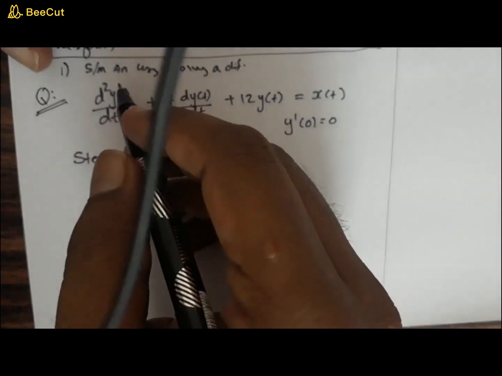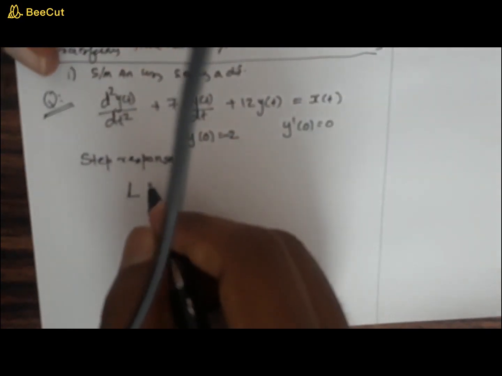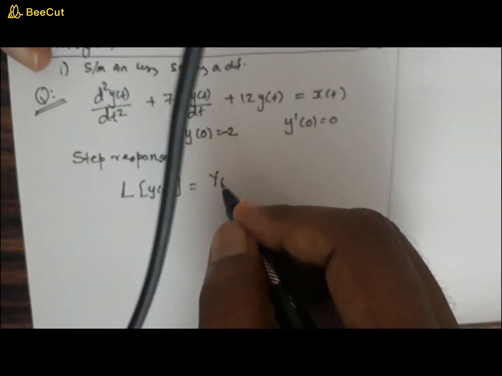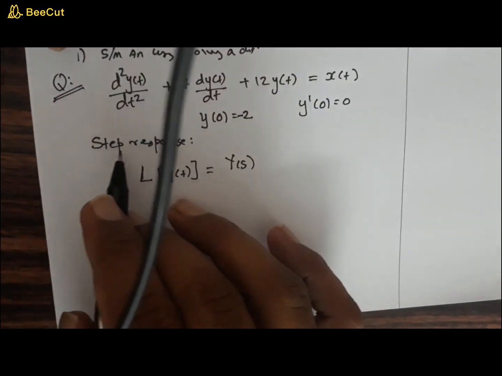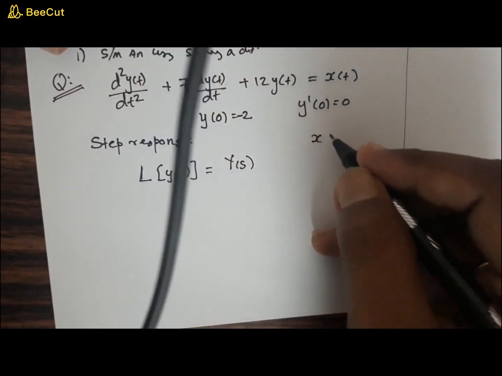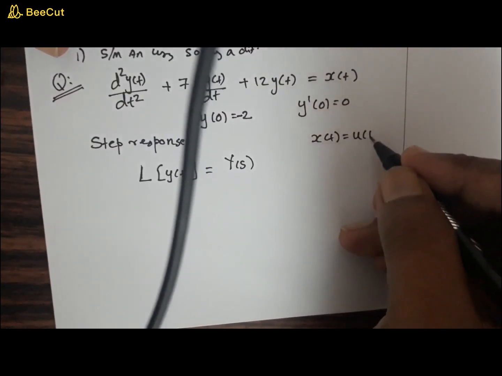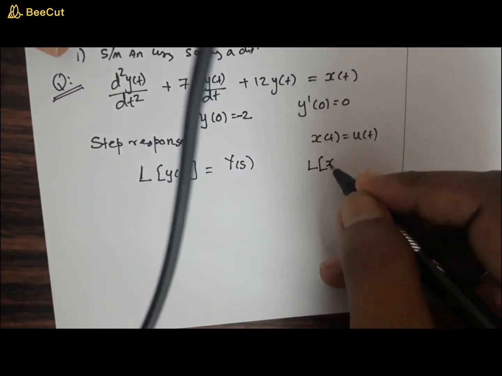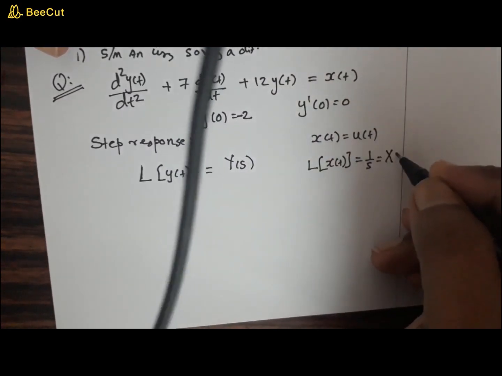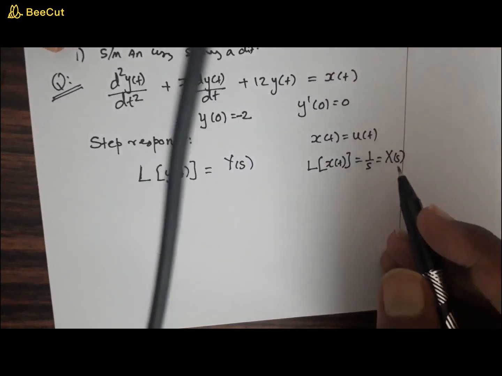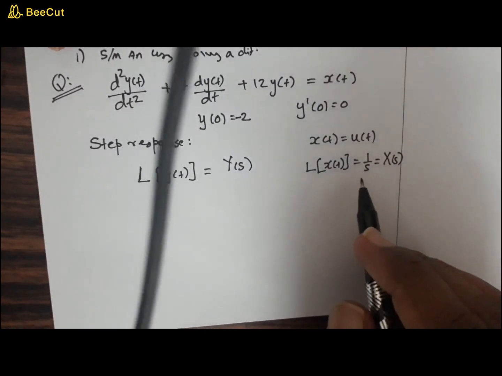Now before doing this, we should assume that the only unknown is y of t. So we can assume the Laplace transform of y of t is y of s. Okay, now what about x of t? X of t is known because you are asked to find out the step response. So your x of t is nothing but it is equal to u of t. The Laplace transform of x of t will be equal to 1 by s. For the meantime, I am simply using it as x of s, and finally we will substitute for x of s as 1 by s.